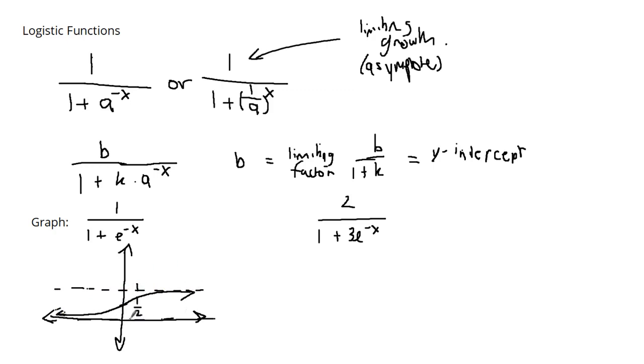Right? That's our graph. That's the simplest graph you can get. So what about 2 over 1 plus 3 e to the x?